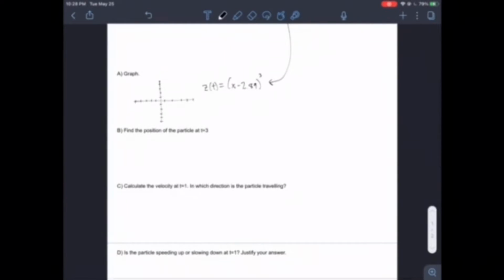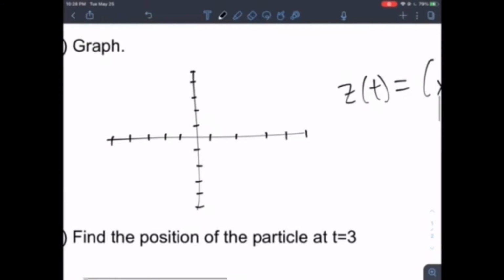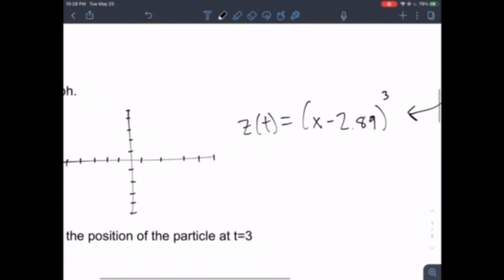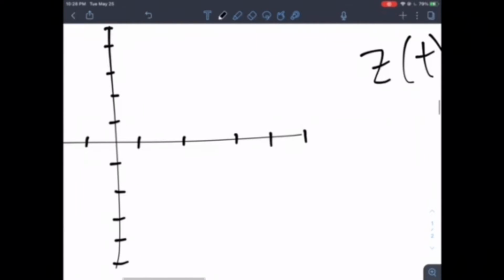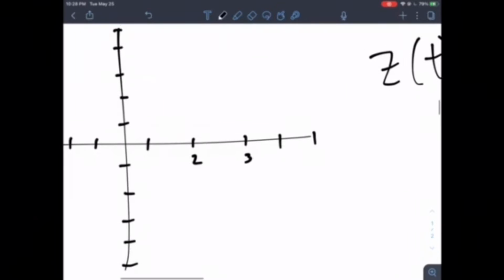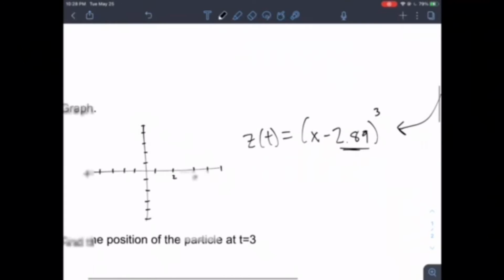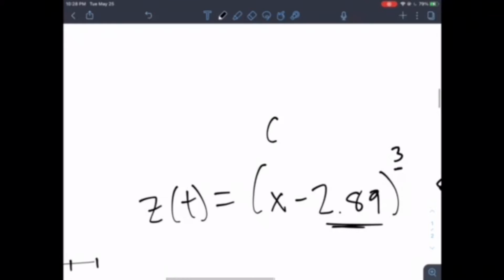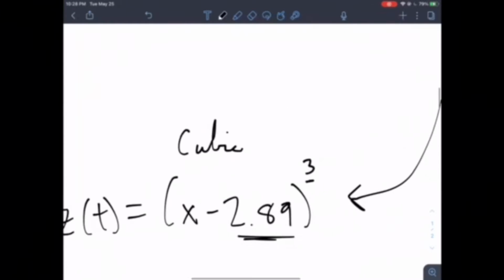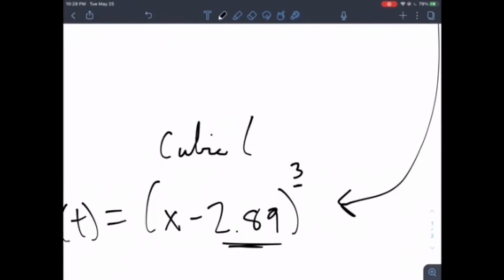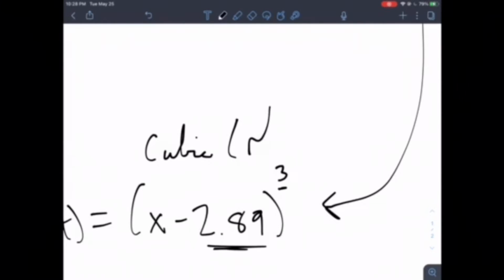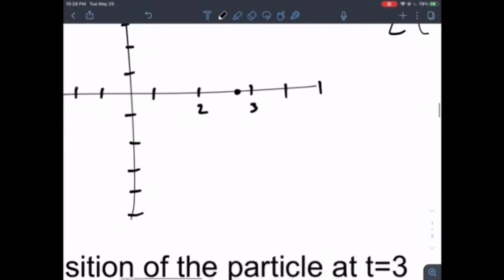Alright, so, letter A. Let's graph it. Alright. So, let's see, negative 2.89. So, that's going to represent our h. So, we're going to put that right there. In between 2 and 3, we're going to put that right there. That's around 2.89. And so, with a 3, that is a cubic function. So, it's going to look, let me change my pen a little bit. It's going to look about like this right here.